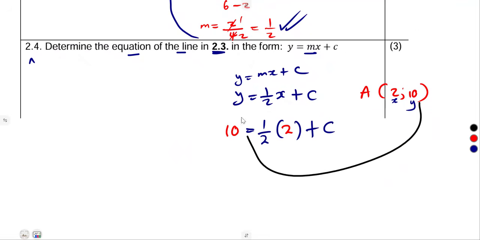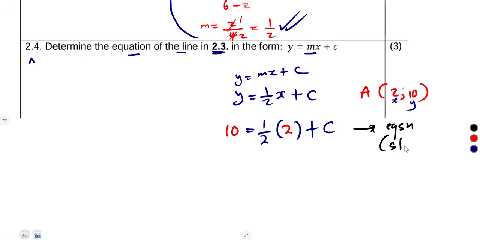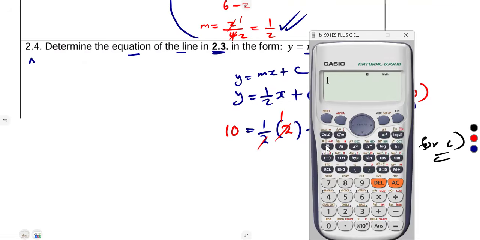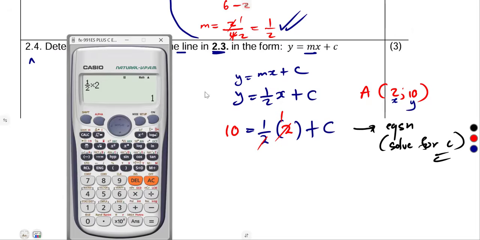Substitute the y in place of y, the x in place of x. Then solve for C as you have got an equation. Now you're supposed to solve for C. Okay, so let's solve for C in that case. 1 over 2 times 2, that is going to give us a 1. Can even use your calculator. 1 over 2 times a 2 like this. That's a 1. All right, so that is a 1.